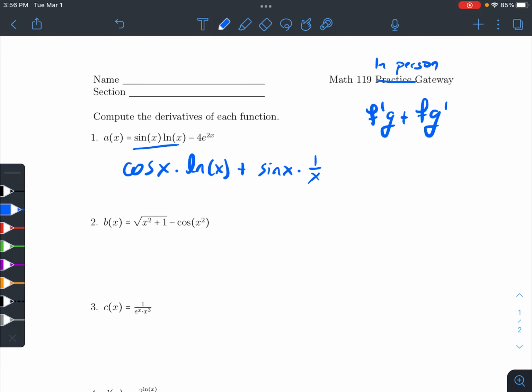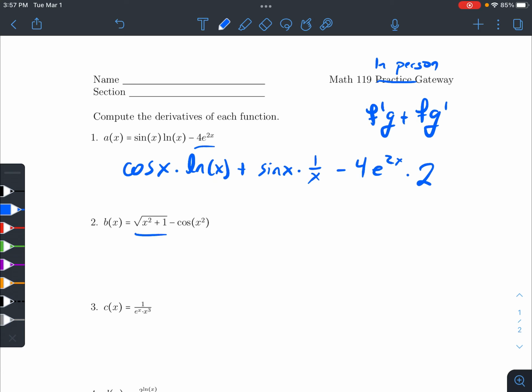And then for this minus 4e to the 2x, I still subtract 4 times blah, and so the derivative of e to the something is e to the something, and then times the derivative of that something, right? That's the chain rule. So I do 4e to the 2x times the derivative of 2x, which is just 2.